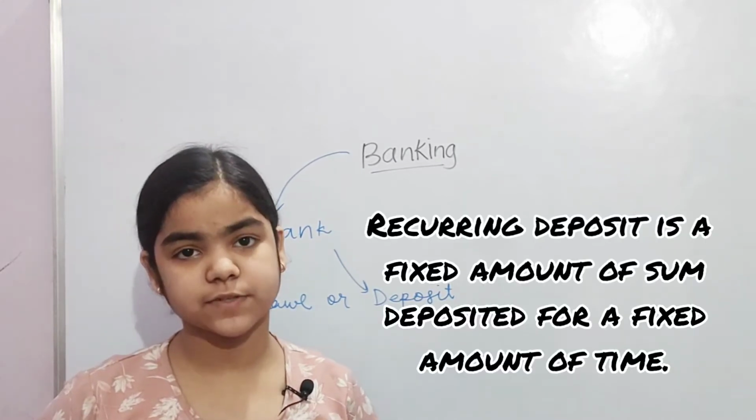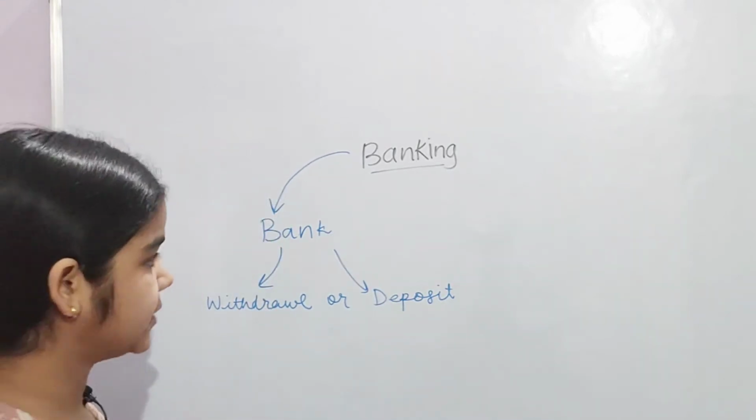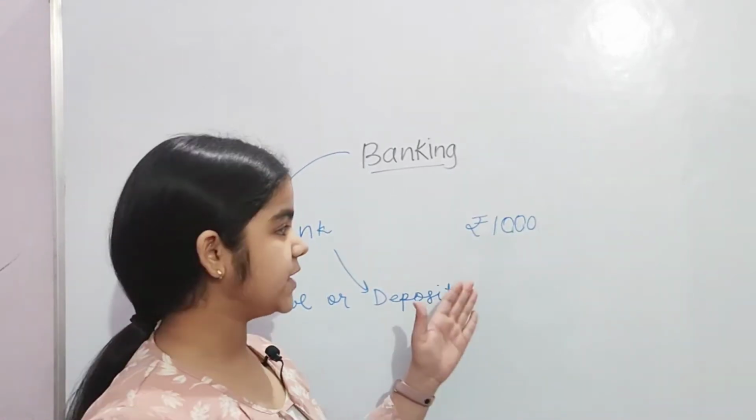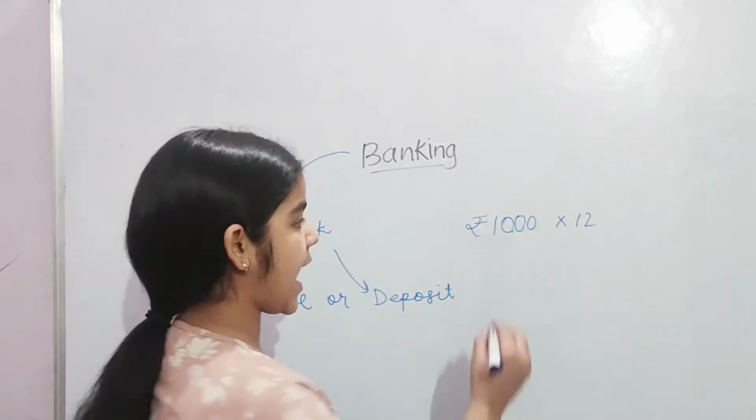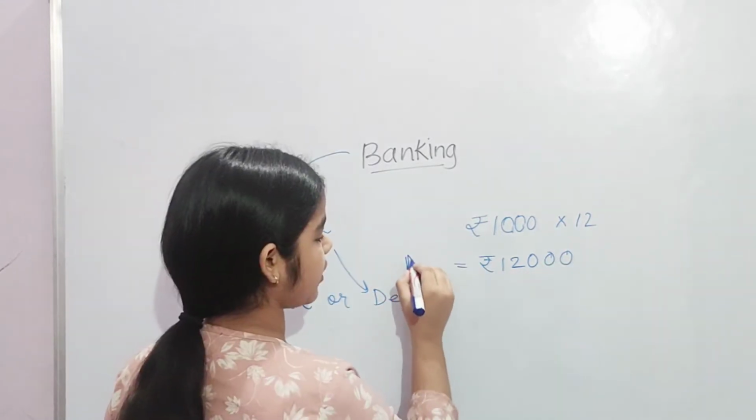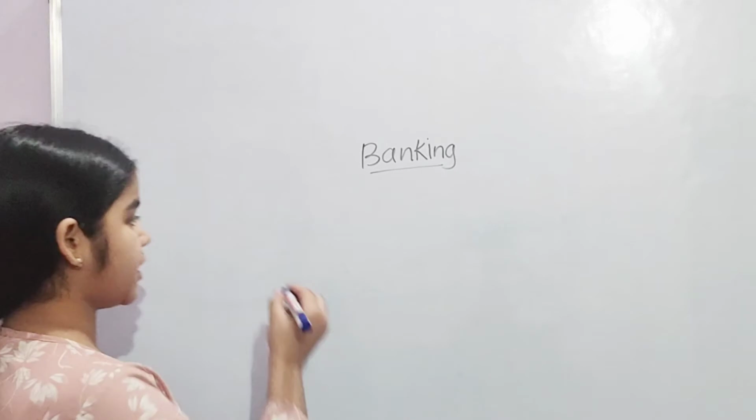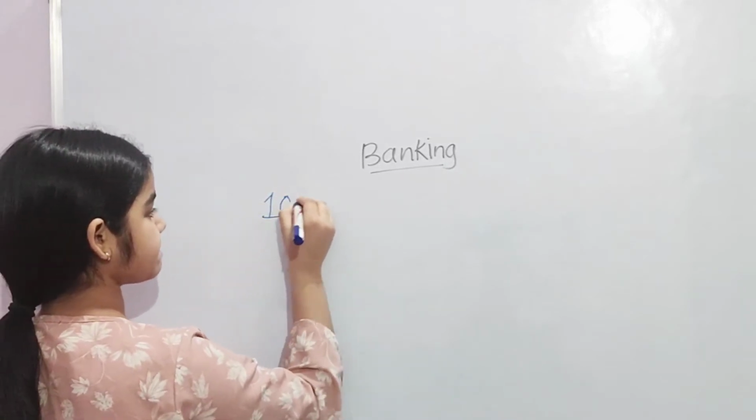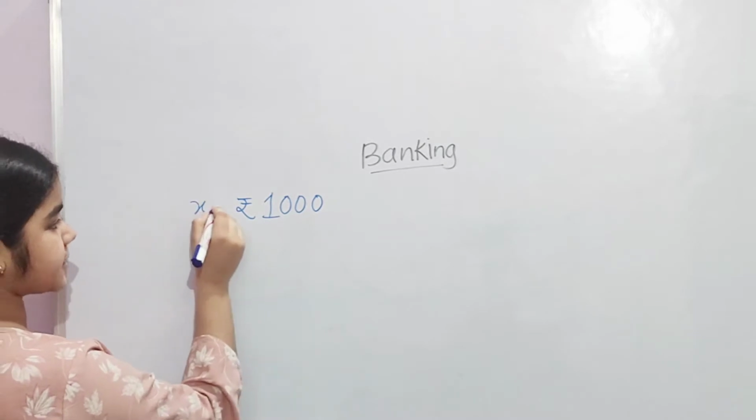For a fixed amount of time, a fixed sum will be deposited in the bank. Say for example, I deposit rupees 1000 for 12 months. That means in the whole I have deposited 12,000. And this is called MI. So the money which I am depositing every month is 1000 rupees. Right? So let me call it X.